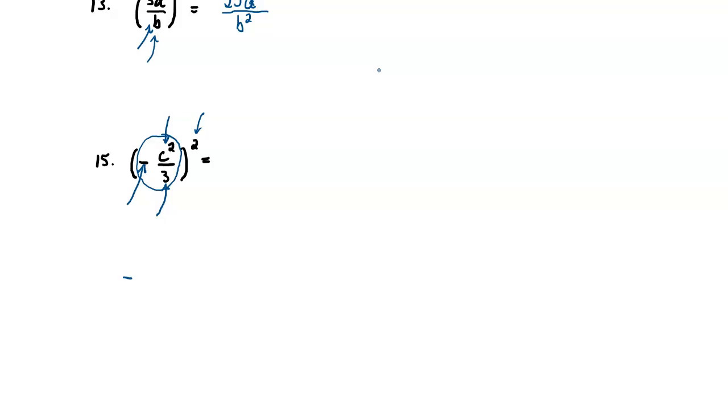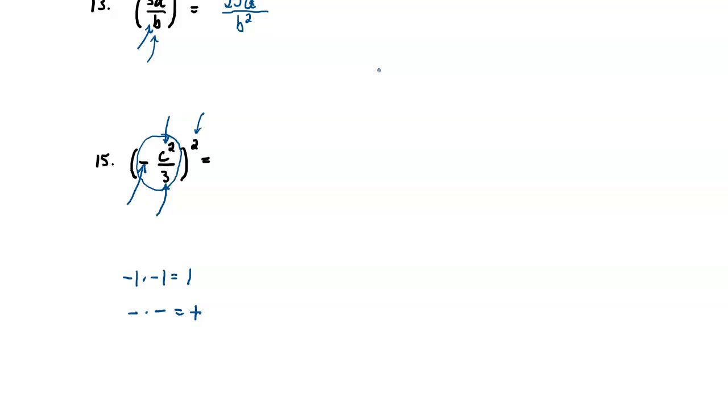Remember that a negative is really the same thing as negative 1. And squaring it means to times it by itself. Negative 1 times negative 1 is positive 1. A negative times a negative is equal to a positive. So when I have a negative sign and I square it, I end up getting a positive result.